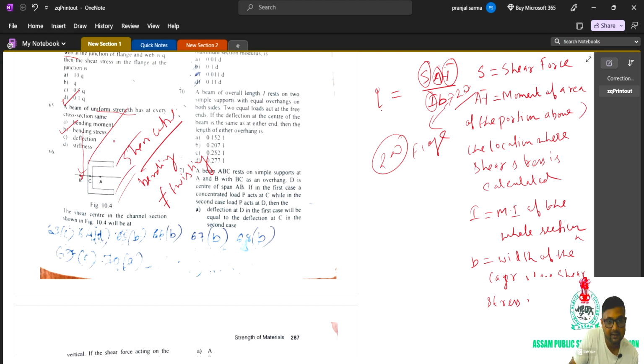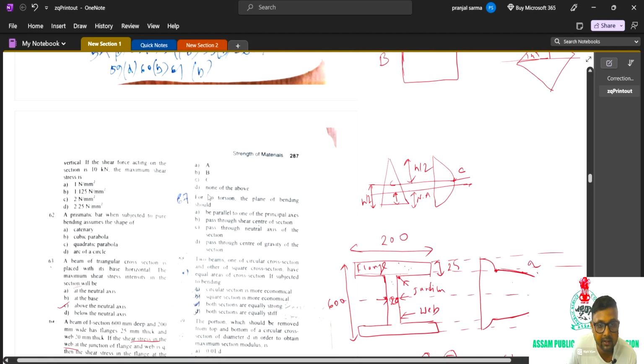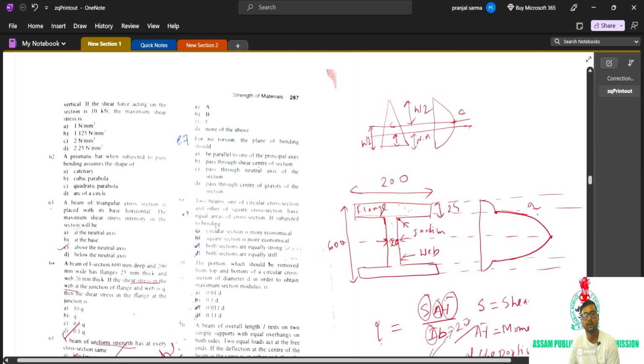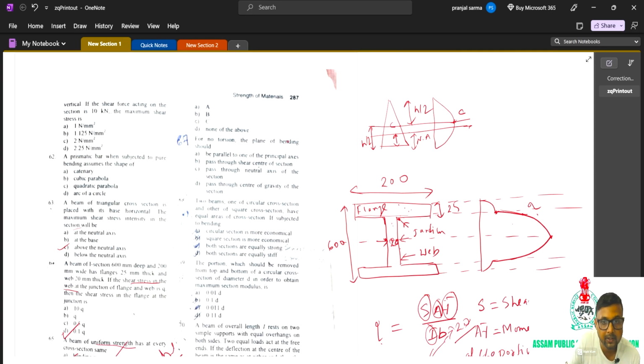So in this channel section, the shear center is at the location B. For different sections, I section, angle section, triangle section, there will be different shear center locations. But for the channel section, the shear center location is at B. So the answer for 66 is B. Okay. Next question is, for no torsion, the plane of bending must pass through the shear center of the section. For no torsion, only bending is there.